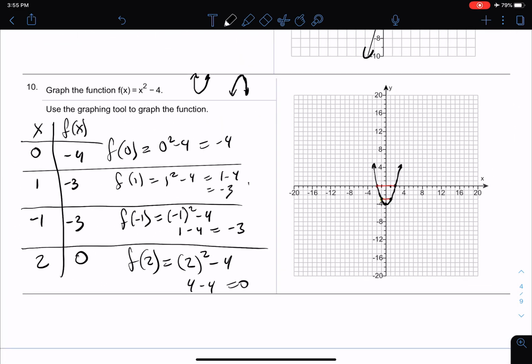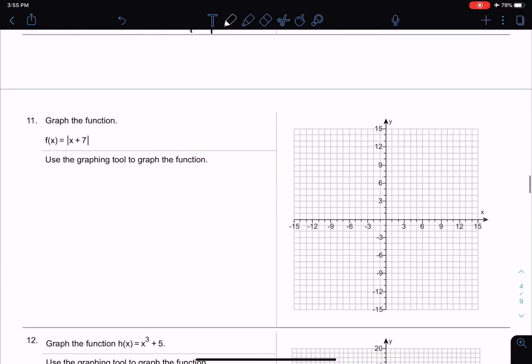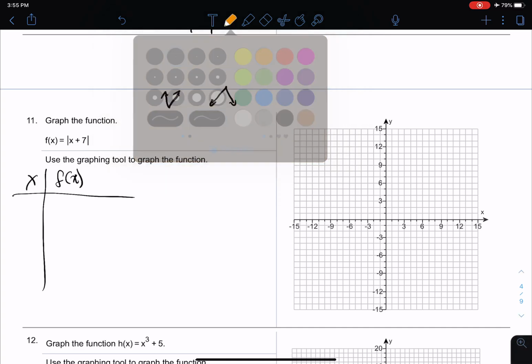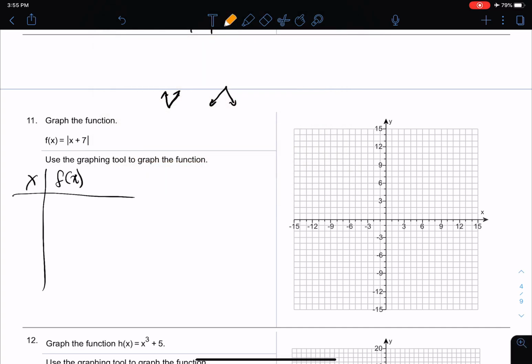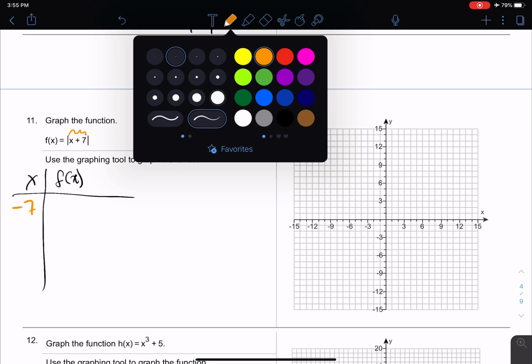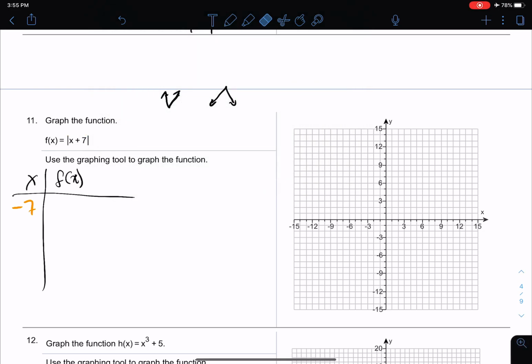Okay, so that is done, and we take a look at our next graph. Hey, it's an absolute value. You see an absolute value, you know it's got to be a V. V opening up, V opening down. We'll try some numbers. What was my recommendation to you with an absolute value graph? My recommendation was that you should try to make this value inside the absolute value bars 0. What is going to make that 0? Well, a -7 is going to make that 0. So I'm going to put a -7 in.